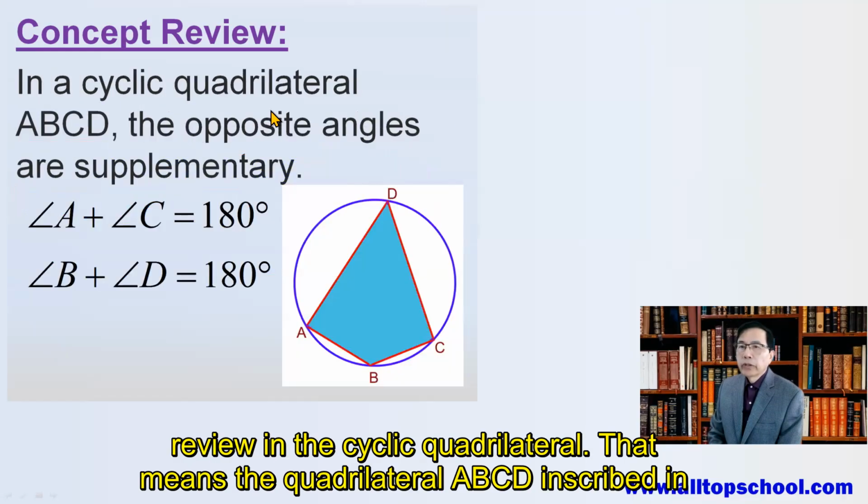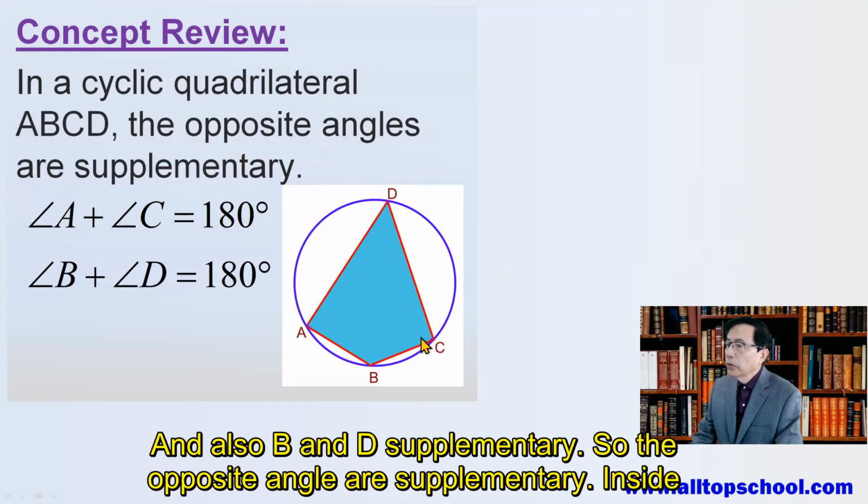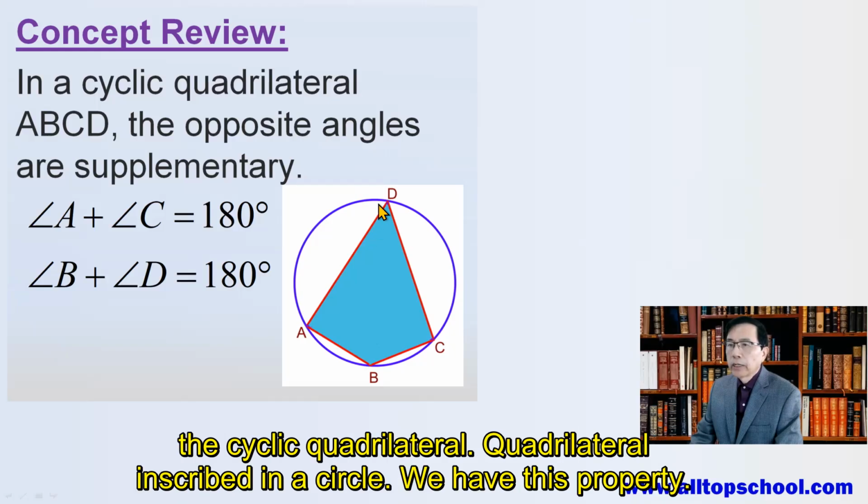The second concept review: in a cyclic quadrilateral, that means the quadrilateral ABCD is inscribed in a circle, we can point out the opposite angles A and C are supplementary, and also B and D are supplementary. So the opposite angles are supplementary inside the cyclic quadrilateral. Quadrilateral inscribed in a circle, we have this property.